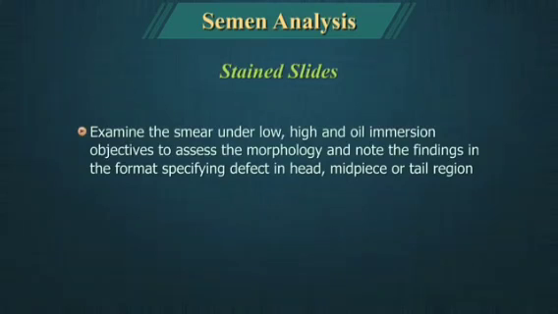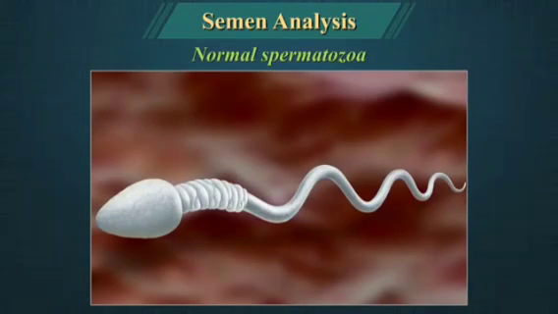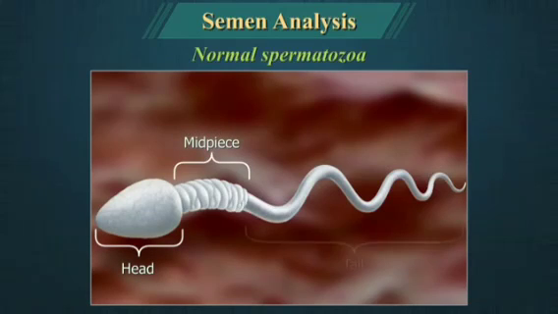Examine the smear under low power, high power and oil immersion objectives to assess the morphology and note the findings in a format specifying defect in head, midpiece or tail region. A normal spermatozoa consists of a head, midpiece and a tail. For spermatozoa to be considered normal, all parts must be normal. All borderline forms should be considered abnormal.